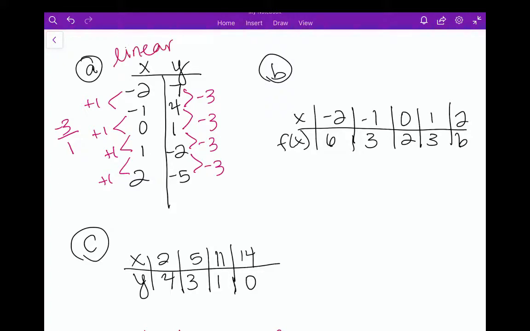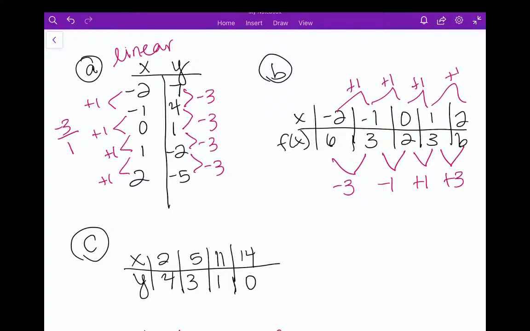If we look at example B, again, we want to determine the difference in the y and the difference in the x, and we're going to see if the rate of change stays constant. So the difference in the y is -3, then it's -1, then it's +1, and then it's +3. If we look at the change in x, this is +1, +1, +1, +1. So I notice that my rate of change is -3 over 1, but in the next space, it's -1 over 1, and those are not equal, so this is not linear.